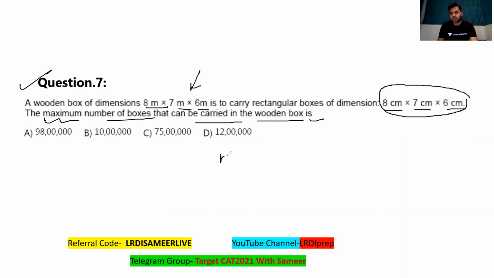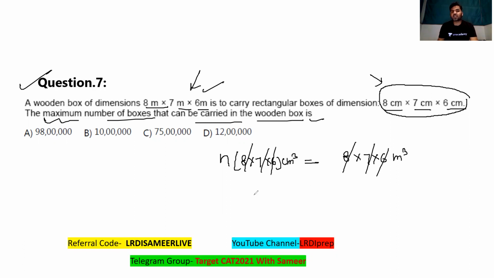So the number of these boxes is n, and every box has a volume of 8 into 7 into 6 centimeter cube. It should be equal to the volume of this large box, which is 8 into 7 into 6 meter cube. So to answer this question, all these values will get cancelled. The number will depend on meter cube upon centimeter cube. And we know that in 1 meter, the centimeters are 100, right? So this is 100 into 100 into 100. The number of small boxes will be 10 raised to power 6.